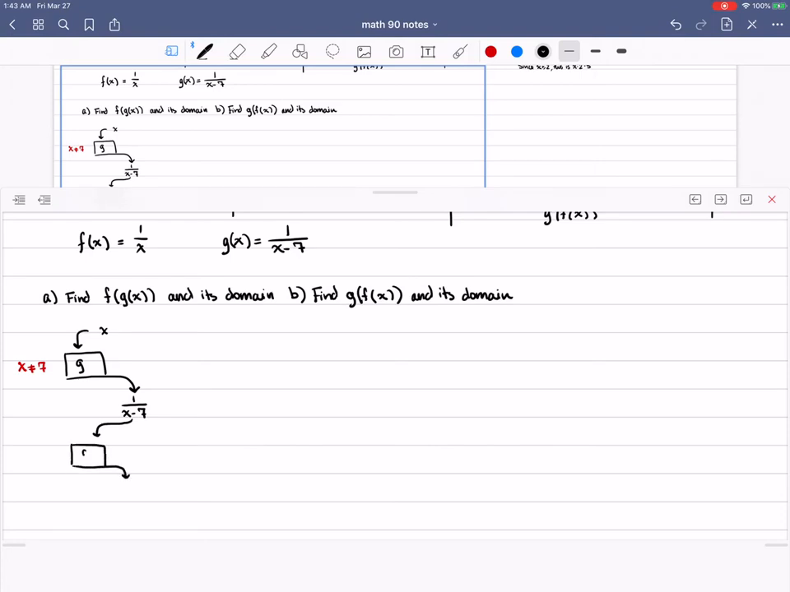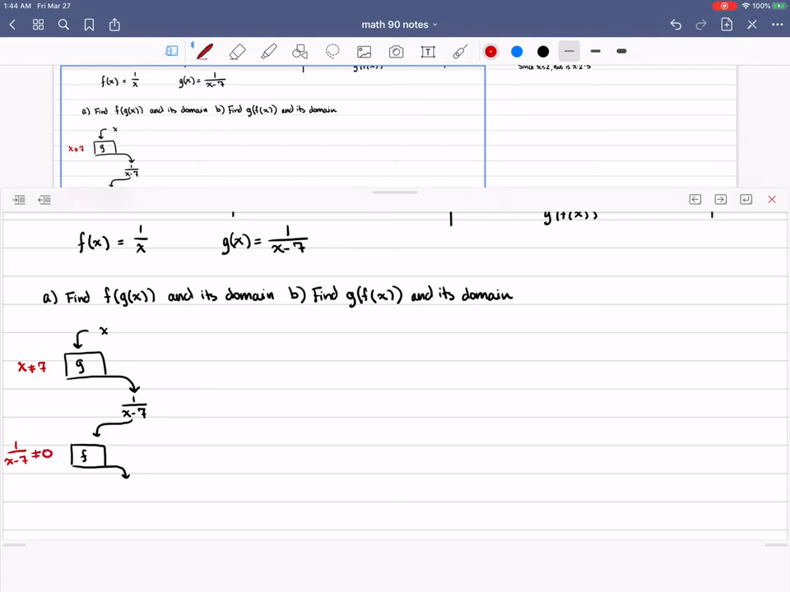And F says, okay, you are welcome here as long as you are not equal to 0. Okay? But here's the thing, and this is a really important moment. We haven't seen this yet. What is coming into F? What is the input that F is acting on? It's not X. X passed through G, and it came out as 1 over X minus 7, so that's what F is taking as its input. So it's not X that can't be 0, it's 1 over X minus 7 that can't be 0.